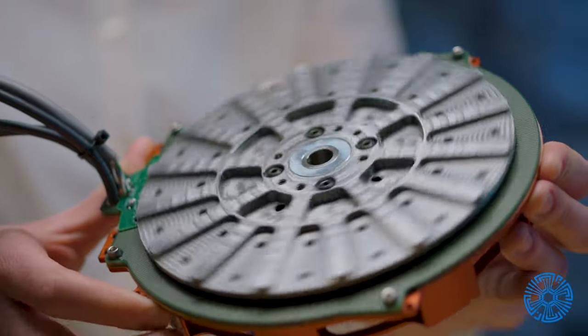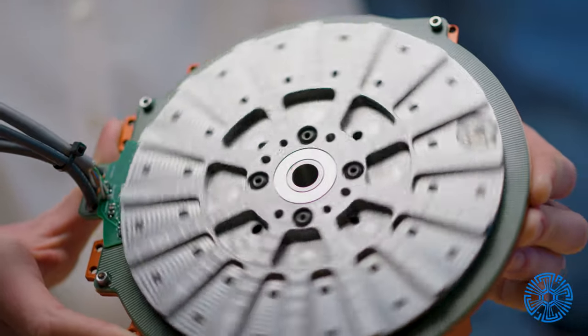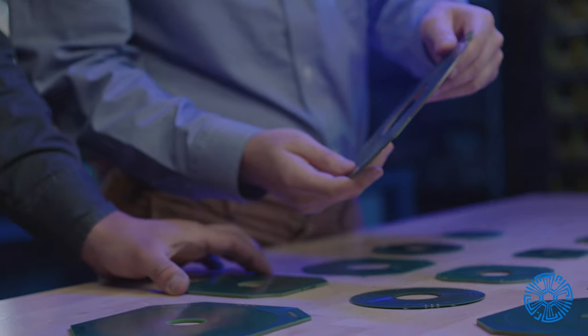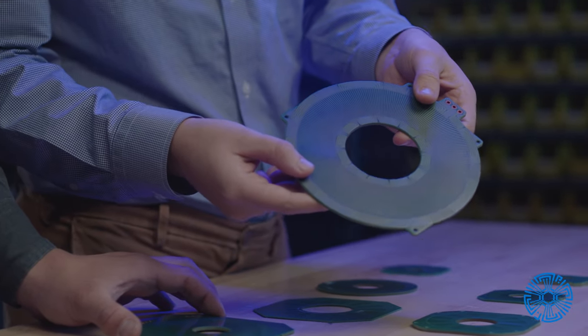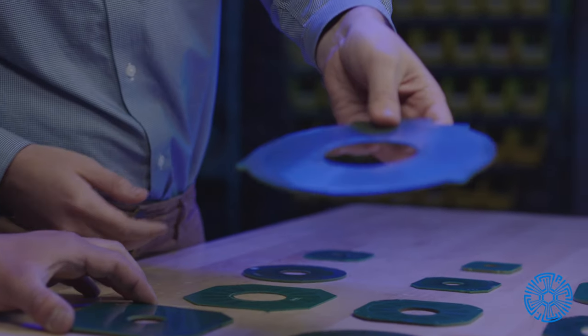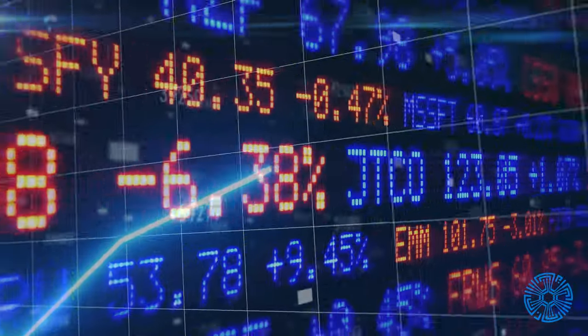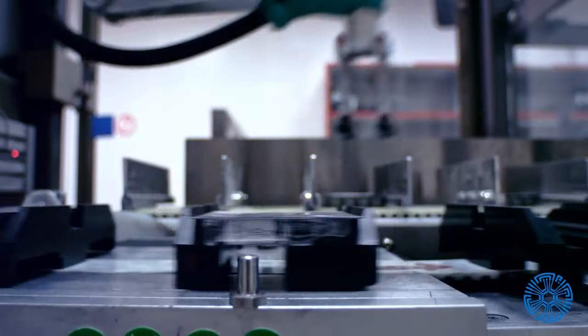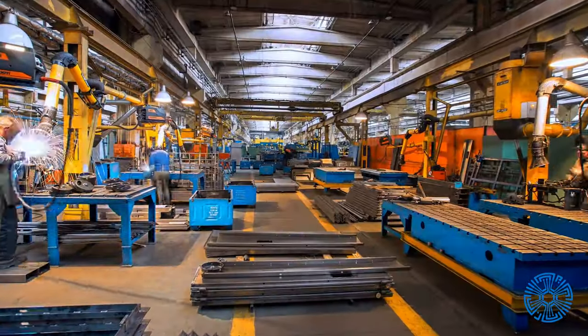In this video, we're going to answer some of those burning questions. How do PCB stator motors work? And how is this thin little stator going to disrupt a $200 billion electric motor market that now demands over 1 billion units a year?